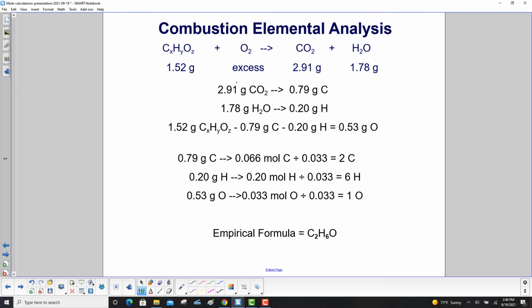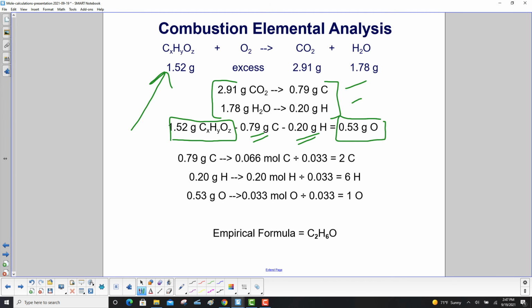Using a similar analysis, we start with the carbon dioxide and water, and 2.91 grams of carbon dioxide is 0.79 grams of carbon. 1.78 grams of water is 0.20 grams of hydrogen. So we have our total mass, right, the left side there, minus the 0.79 grams of carbon, minus the 0.20 grams of hydrogen, and that means we have 0.53 grams of oxygen.